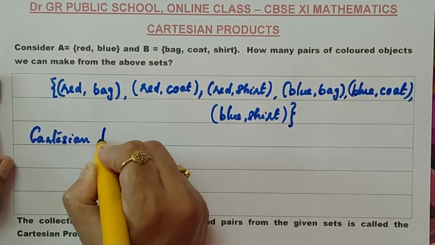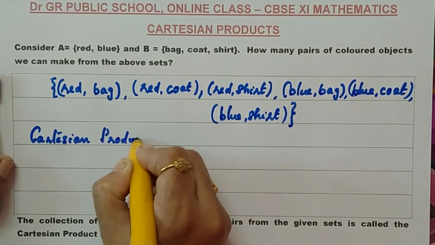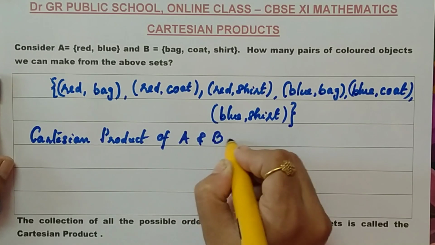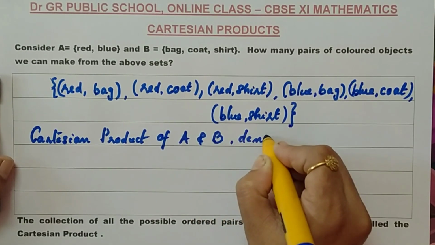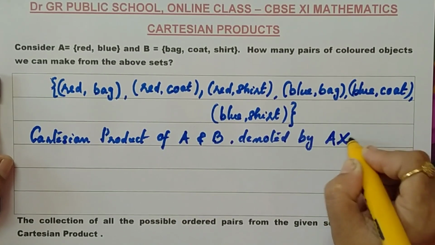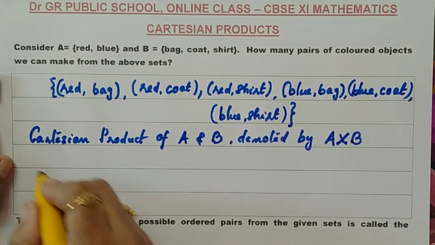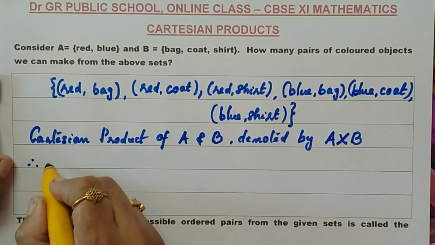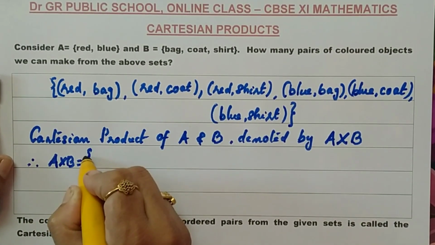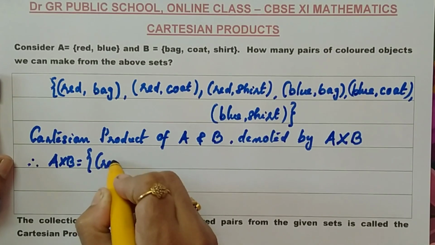The Cartesian product of A and B is denoted by A cross B. Read it as A cross B. Therefore, from the above two sets, I am going to write A cross B as the collection of all possible ordered pairs.